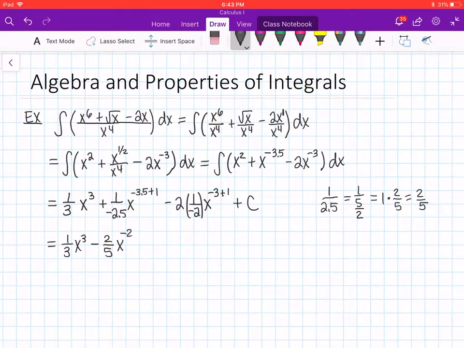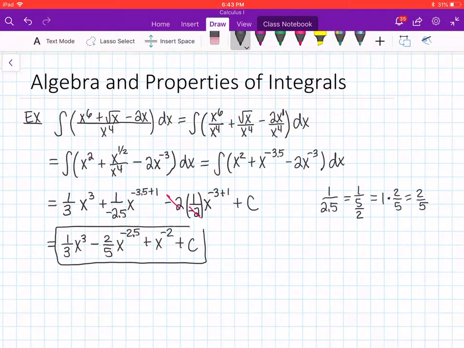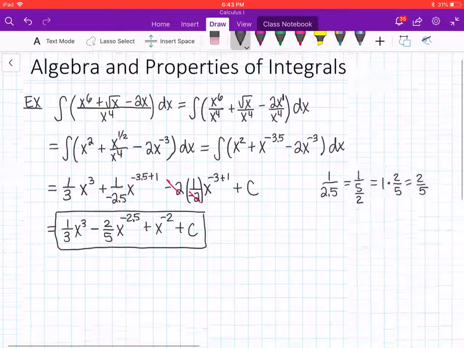And then we had negative 2.5. And then we have the minus 2 cancel, which is really exciting. And then we have plus x to the negative 2 plus c. And there we go. We can actually leave it like this if we wanted to. And there we go, that's our integral. Okay, so sometimes doing algebra helps you solve antiderivatives.